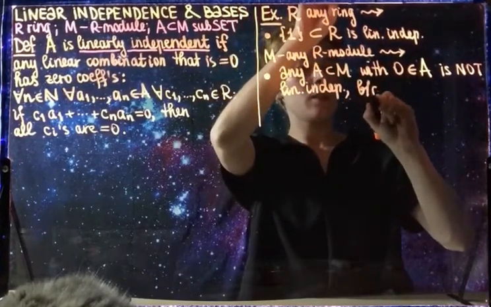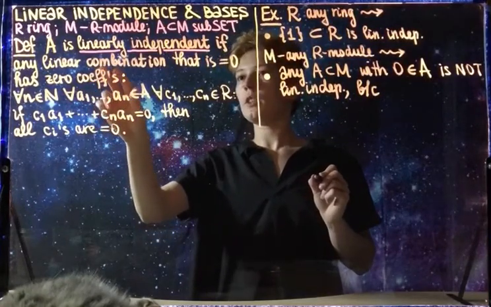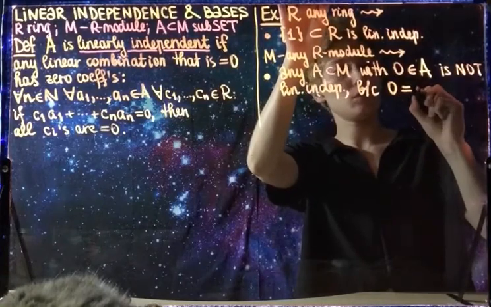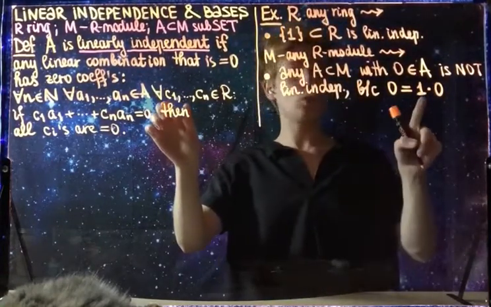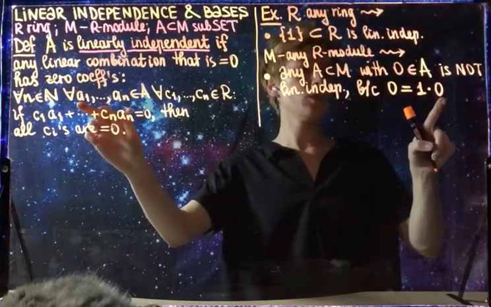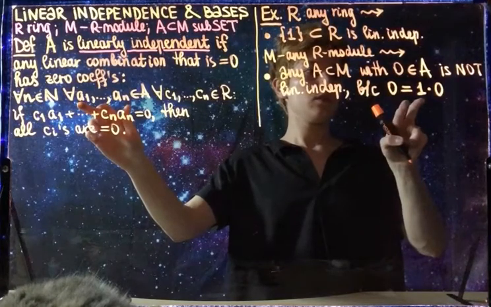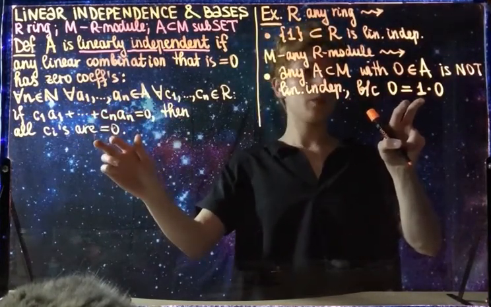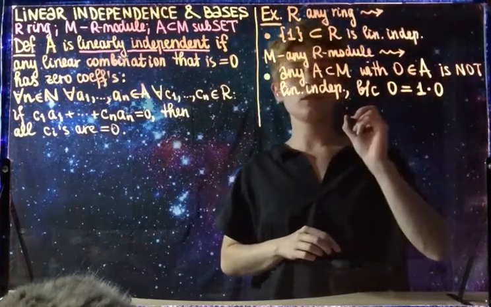And this is because I present you a non-trivial linear combination that is equal to 0. So 0 is equal to 1 times 0. I pick c_1 equal to 1 and a_1 equal to 0. So a_1 is in A, and c_1 is not 0. Therefore, it is not a trivial linear combination, and A is not linearly independent.